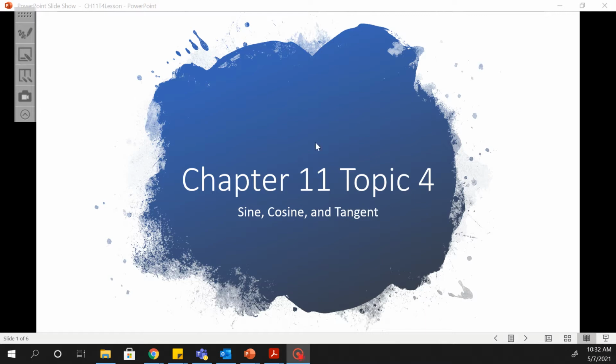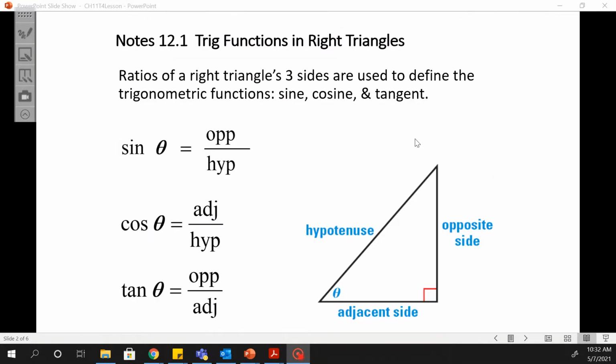Okay, good morning. We are going to be looking at Chapter 11, Topic 4, Sine, Cosine, and Tangent. These are referred to as trig functions. They work on right triangles, and they refer to when you take the sine, cosine, or tangent of an angle, it provides you with the ratio, or the value of it is the ratio of the sides.